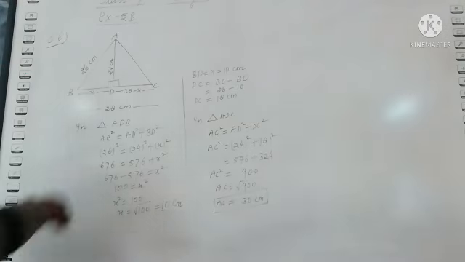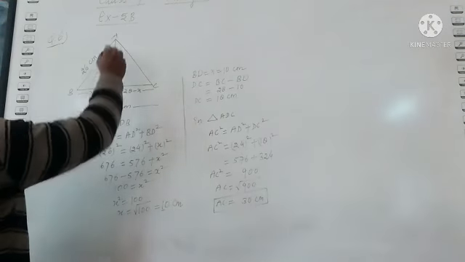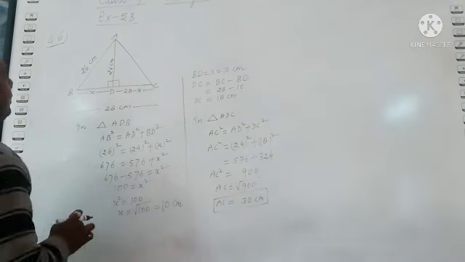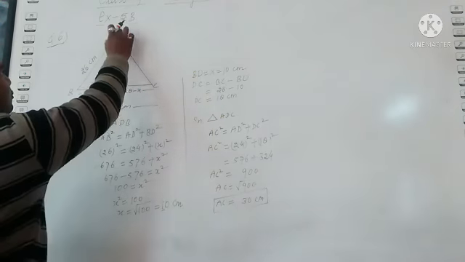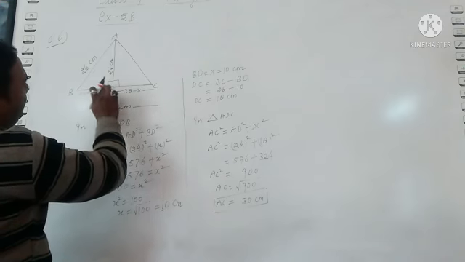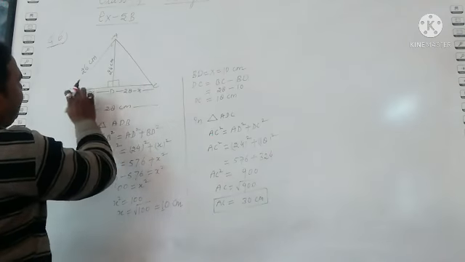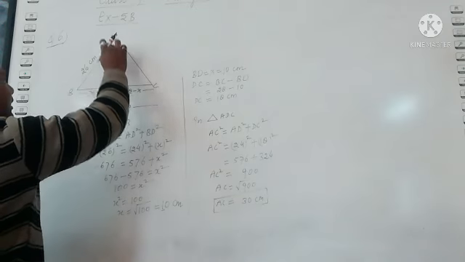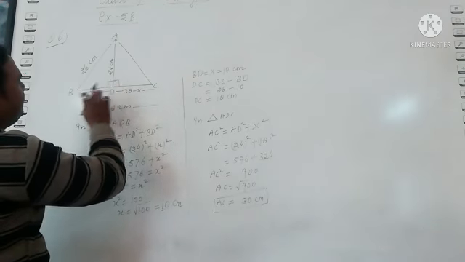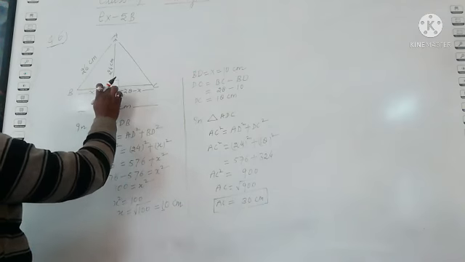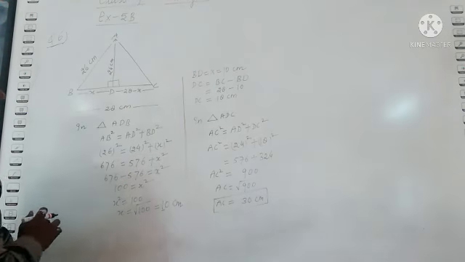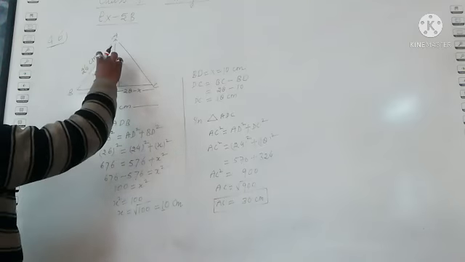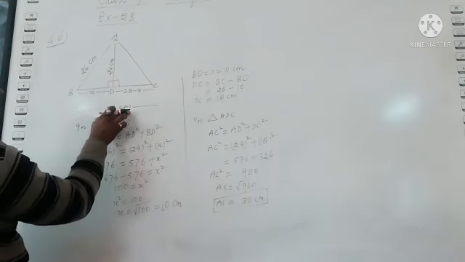Now question number 6. This is a triangle ABC and AD is the altitude. What is the meaning of altitude? Altitude is a line segment which passes through one vertex and makes a 90 degree angle with the side opposite that vertex. So here AD is coming from A and it falls on BC, and at the point D it is making 90 degree. Okay, so here AB is 26 centimeter, AD is 24 centimeter, and BC is 28 centimeter.